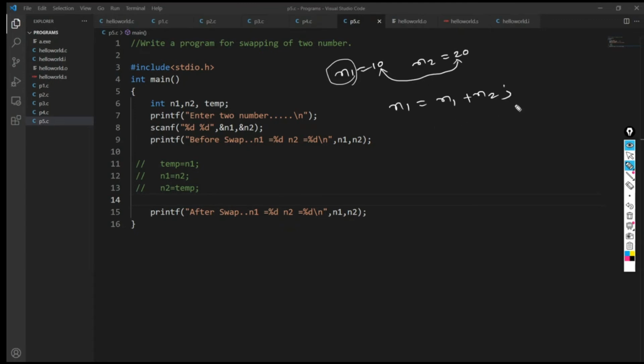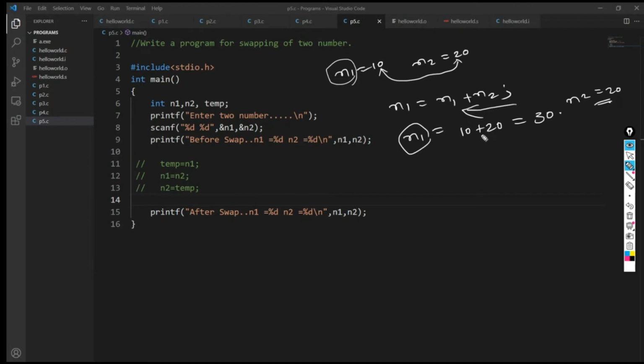Here my execution will start from right to left. So that means n1 is equal to 10 plus 20. So my n1 has now become 30. So here my n1 is 30 and n2 is 20.